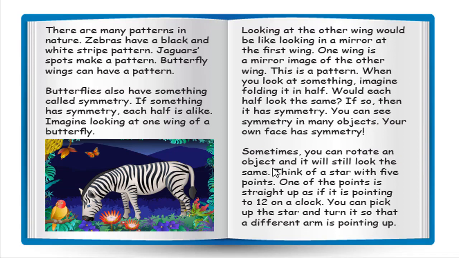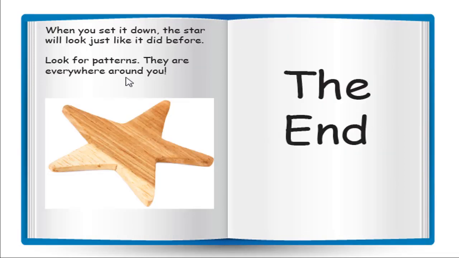Sometimes you can rotate an object and it will still look the same. Think of a star with 5 points. One of the points is straight up, as if it is pointing to 12 on a clock. You can pick up the star and turn it so that a different arm is pointing up. When you set it down, the star will look just like it did before. Look for patterns. They are everywhere around you. The end.